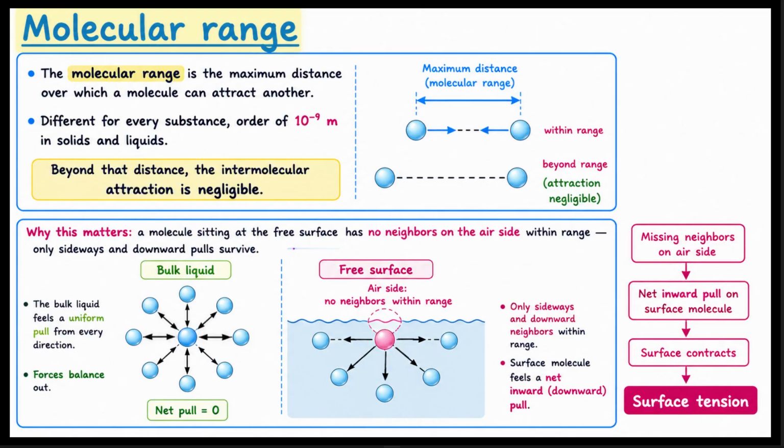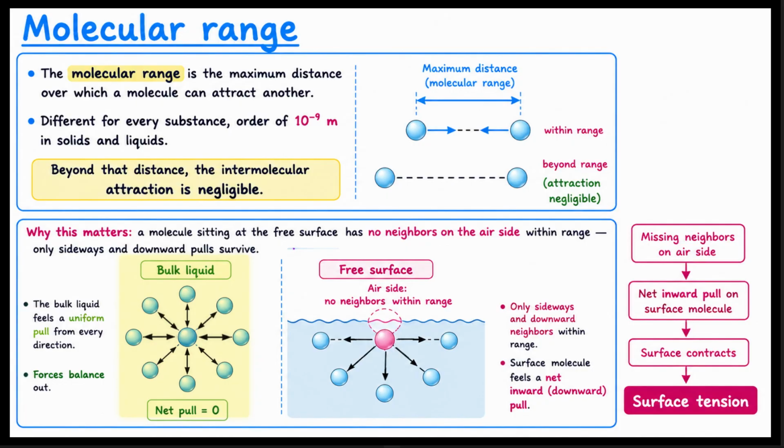Where does surface tension actually come from? At the microscopic level, every molecule can only attract its neighbors out to a finite distance. That distance is called the molecular range, of order 10 to the -9 meters in solids and liquids. Beyond it, the intermolecular attraction is negligible. Now imagine a molecule sitting right at the free surface. On the air side, there are simply no neighbors within range. On the sides and below, it feels the full pull of the bulk. The result is a net inward force.